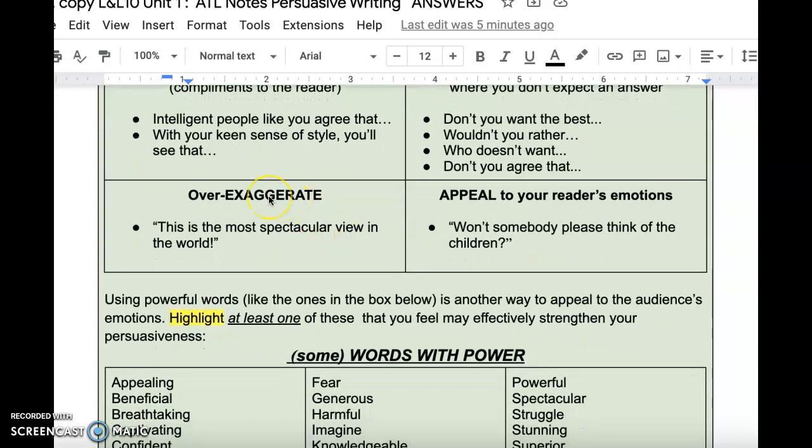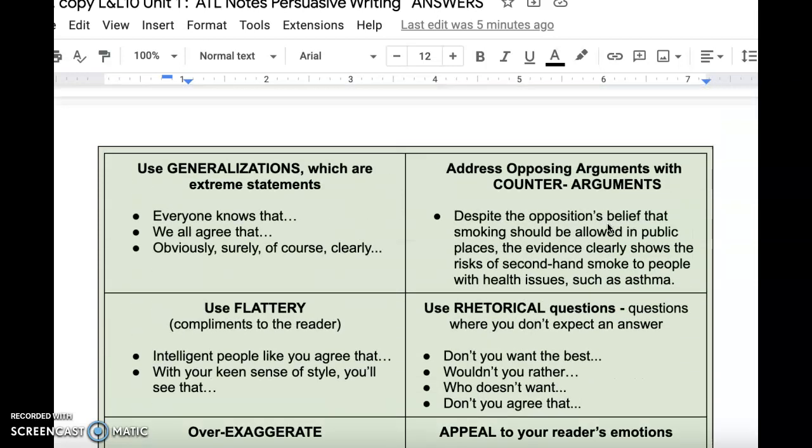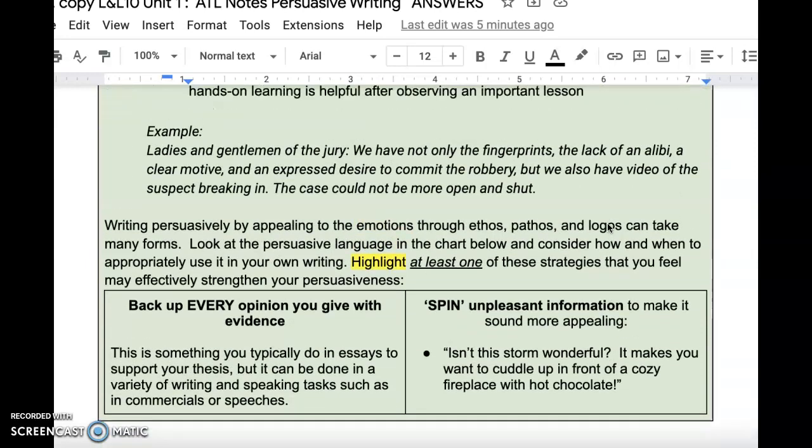You can also over-exaggerate, which a lot of commercials do. This is the most spectacular view in the world. Or you can just appeal to the emotions, very pathos. Won't somebody please think of the children? So I want you to highlight at least one of these that you think might work in your essay.